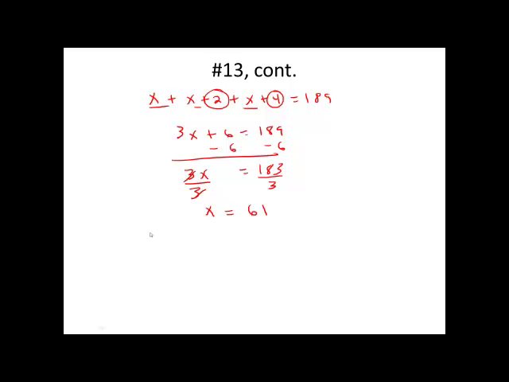Now these are consecutive odd numbers. So the next odd number is 2 more than that one, or 61 plus 2, which would be 63. The next odd number is 2 more than that one, or x plus 4, 61 plus 4, which would be 65. So our 3 consecutive odd numbers that add up to be 189 will be 61, 63, and 65.